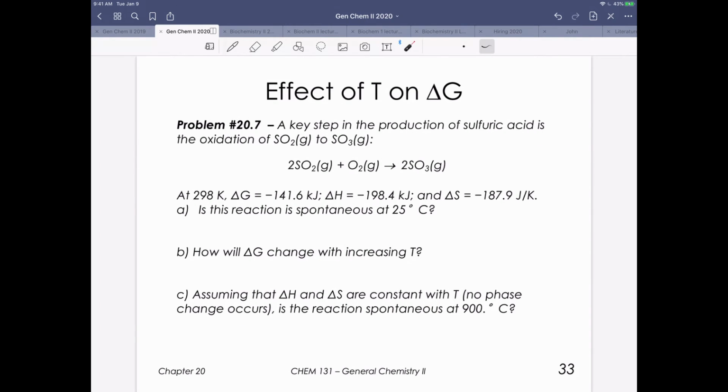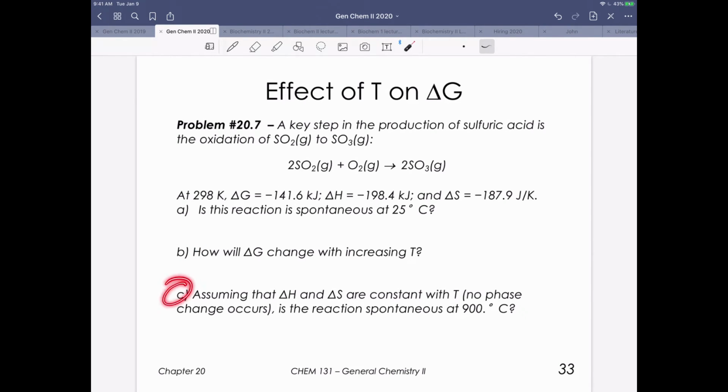All right, last problem that we have here. Again, just showing us a chemical reaction. We don't really need to understand the context for what's going on, but they give us some pieces of information here. They actually give us free energy, enthalpy, and entropy for this process. So the questions ask us, is it spontaneous? How will delta G change if we were to increase the temperature?